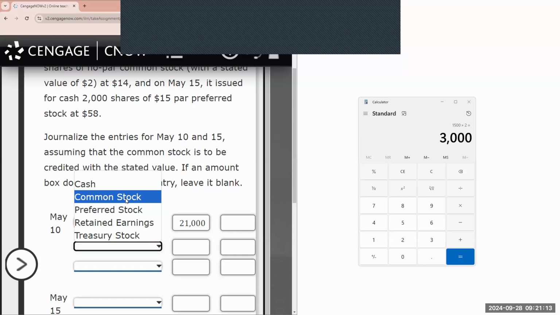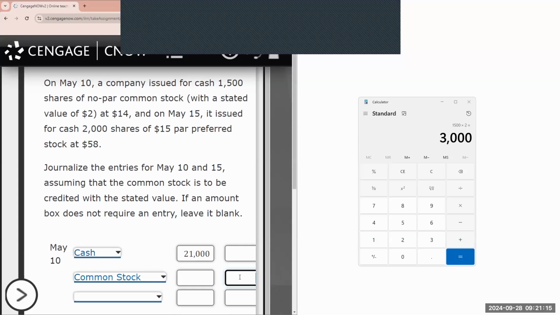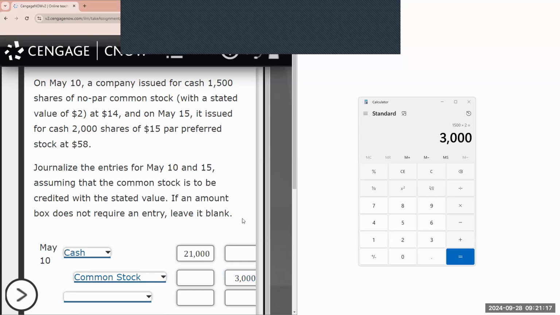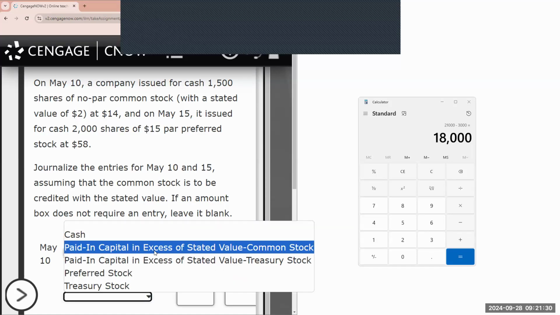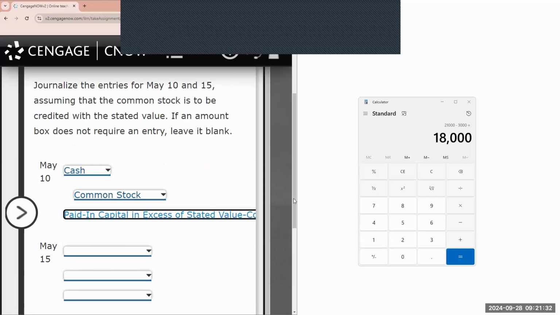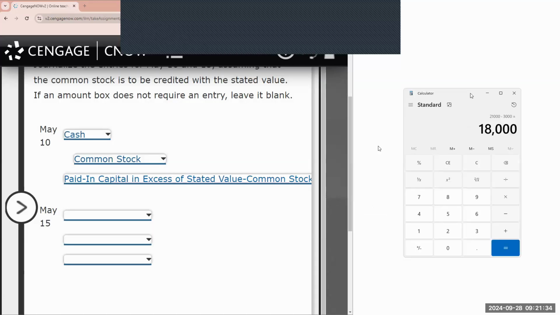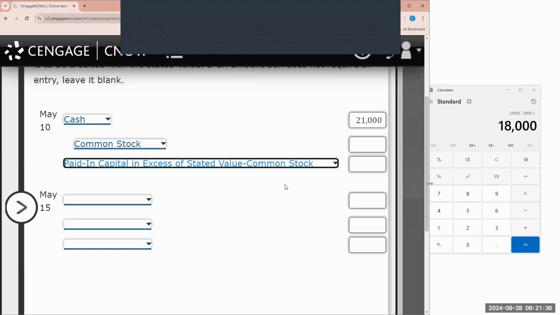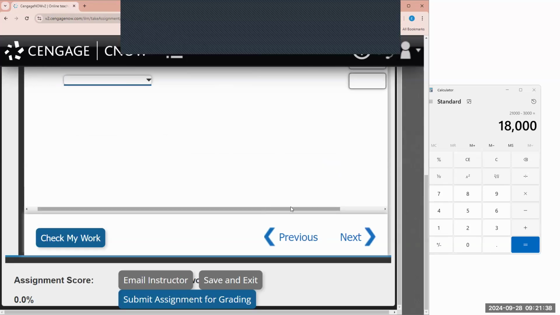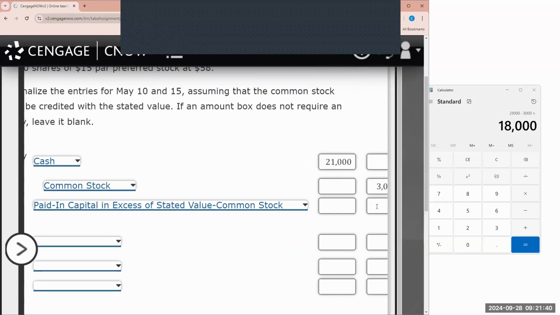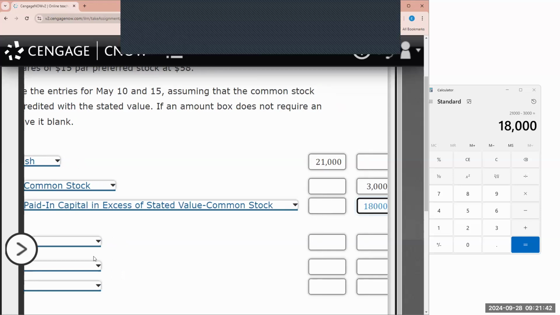So our common stock has a value of 3,000. And the difference between the two, the cash received of 21,000 minus the 3,000, which represents the value of our common stock, that represents our paid in capital in excess of stated value, common stock, for the difference of 18,000.